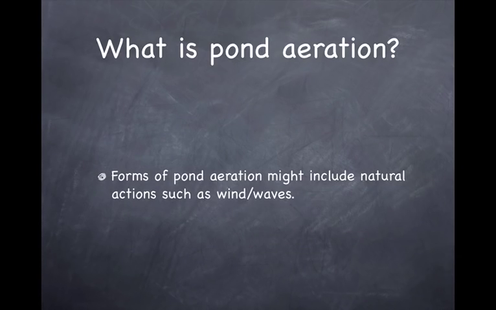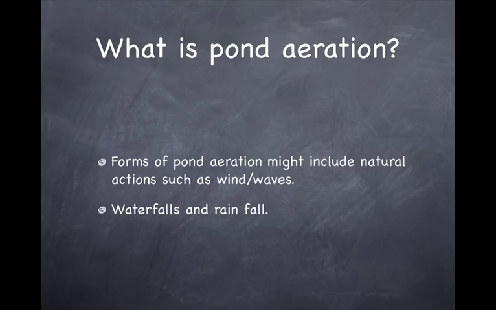Now, forms of aeration might include natural actions such as wind or waves, and this is certainly notable on the ocean or notable on very large lakes, for example. Those types of bodies of water have a very good form of natural aeration. They have a lot of surface area, and when the wind blows particularly and you get a lot of wave action, that is definitely aerating part of that water there.